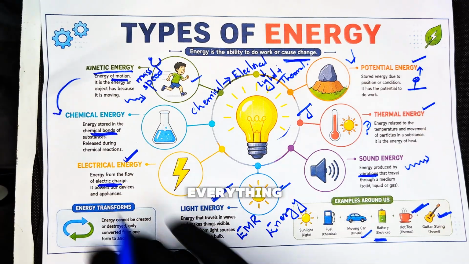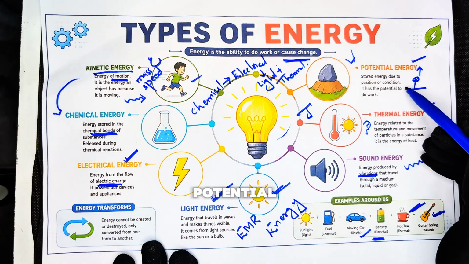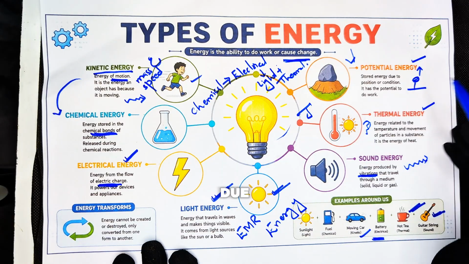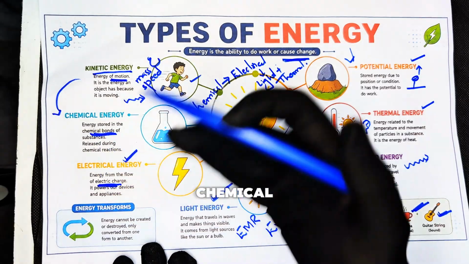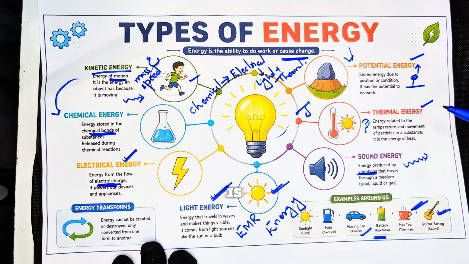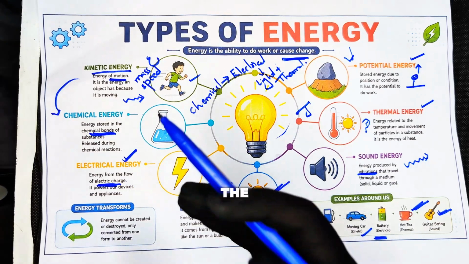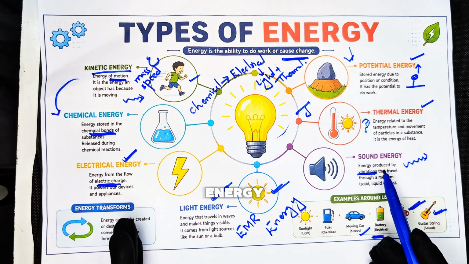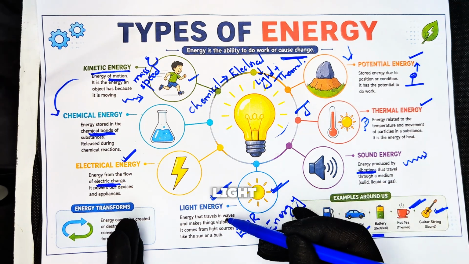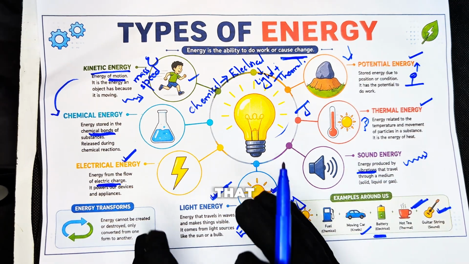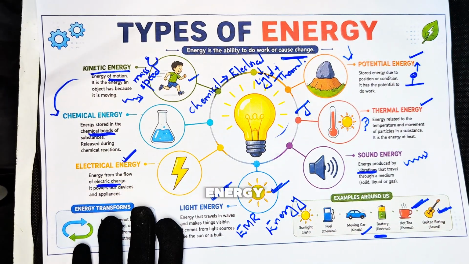Now let's revise everything. Kinetic energy is the energy of motion. Potential energy is stored energy due to position or condition. Chemical energy is the energy stored in chemical bonds. Thermal energy is related to the motion of particles. Electrical energy is associated with electric charge. Sound energy is produced and carried through vibrations in a medium, and light energy is electromagnetic radiation that carries energy. So different forms, but all are forms of energy.